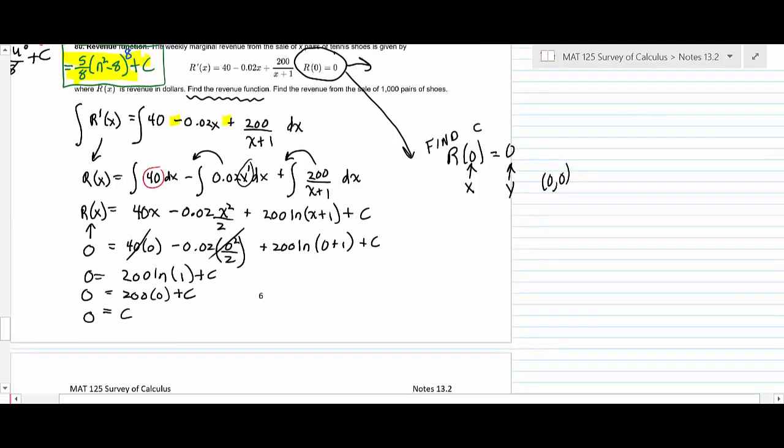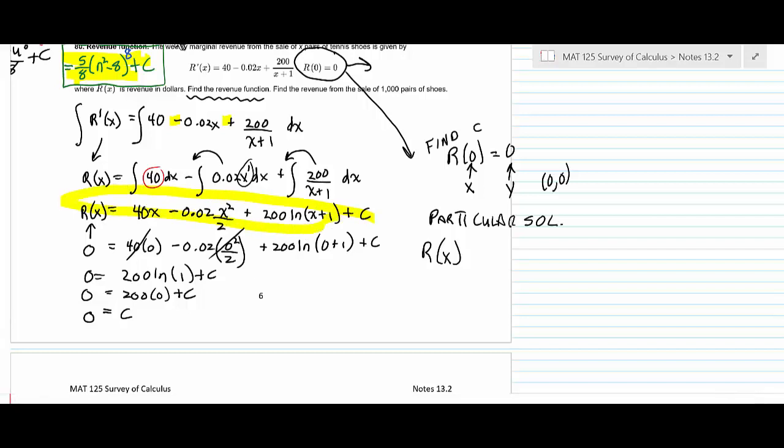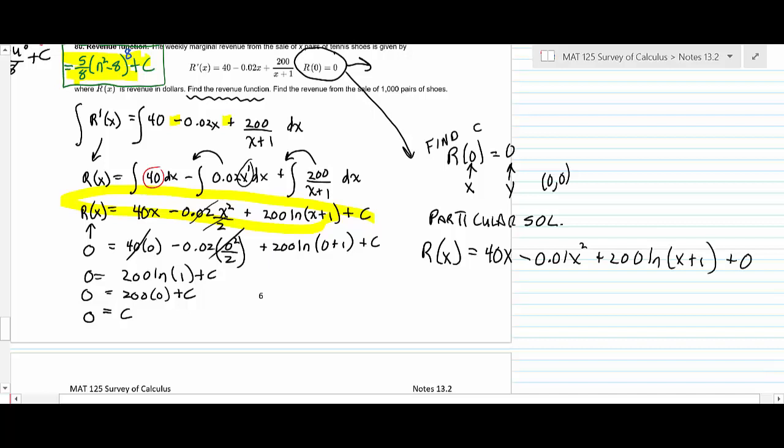So what you would have is, let's write this kind of like this, what we would call the particular solution, okay, would be this. It would be r of x, and we're going back to this antiderivative. It's really this thing right here, except c is 0. So your particular solution would be 40x, and then you could divide out that 0.02 and 2, and that would give you minus 0.01x squared plus 200 ln of x plus 1. Now you don't have to put the plus 0 there. I'm just putting it there because that's what we took the time to find.